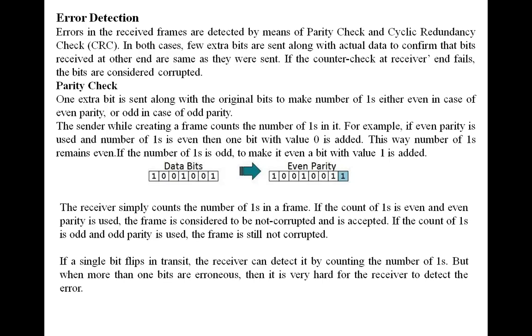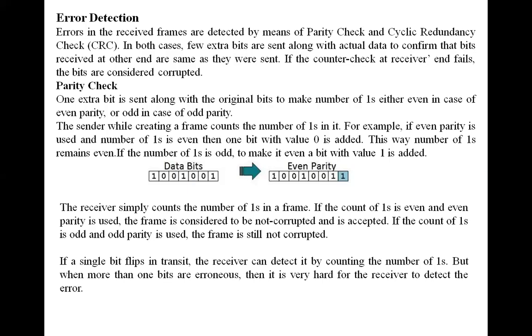Even parity is nothing but what? If the number of ones present in the bits is odd, that is called odd parity, and you have to add 1 at the end of the bits. If the number of ones in the particular bits is even, you have to add 0 at the end of the bits. Are you getting the point? Very, very important.